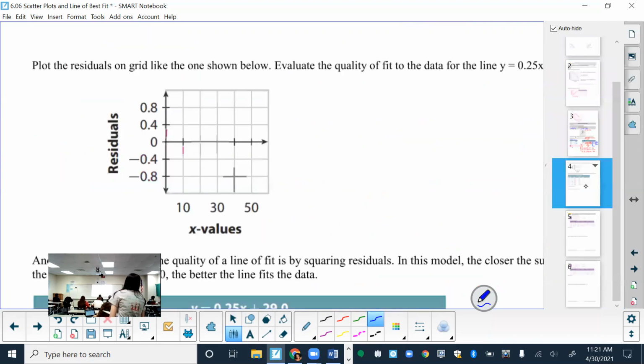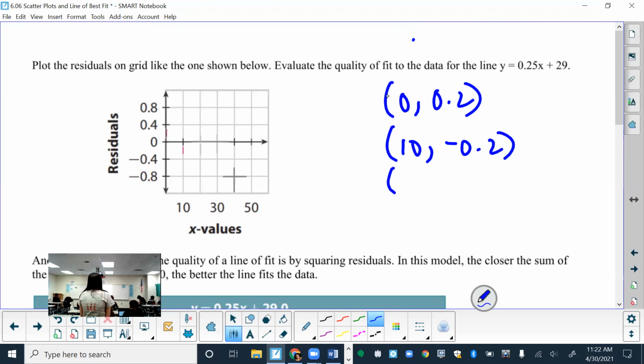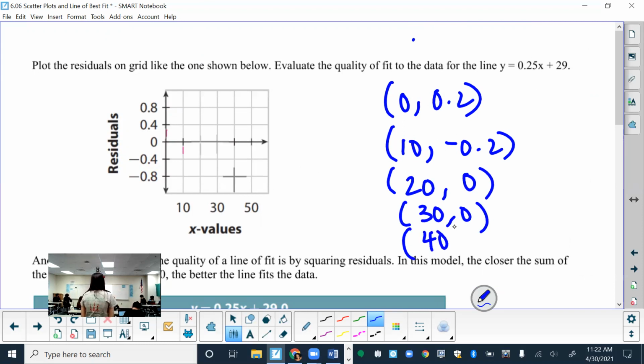All right, so now we're going to make what's called a residual plot. Those residuals that we had, like when x was 0, the residual was 0.2. When x was 10, the residual was -0.2. We're going to record these coordinates onto this plot, and that'll be a visual representation of our data, like how good this line of best fit is.